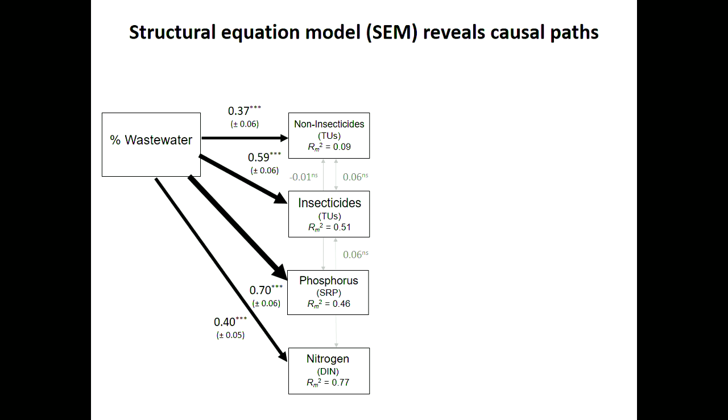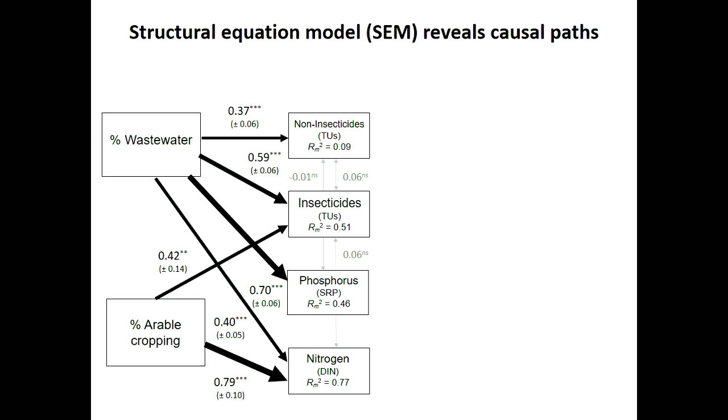What we're measuring in here is toxic units, so this is a sort of risk factor associated with toxic elements in the water. And so we have the non-insecticide component. We have insecticides, so these are the sort of common pesticides that have been applied to agricultural lands and also used in the household. And then we have our nutrient component, so this is phosphorus, measured as SRP, which is soluble reactive phosphorus, and also nitrogen, again, as dissolved inorganic nitrogen. And so what we're seeing is wastewater is contributing a lot of different stresses to the system.